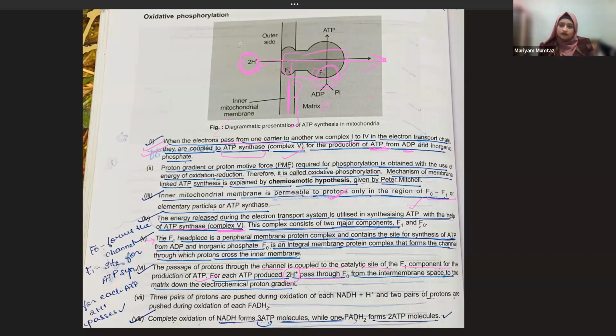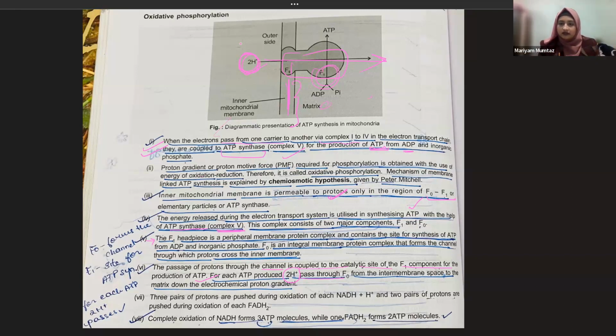Any doubts? No. So what was the difficulty over here? It is the same thing written. No, you explained it better. Yeah. Is it clear? Yes. So now you people understand how many protons are required to make how many ATPs? Yes. Can you explain again the second point?